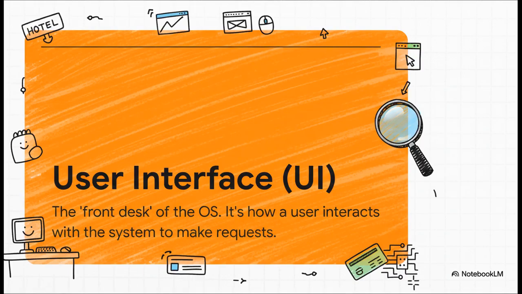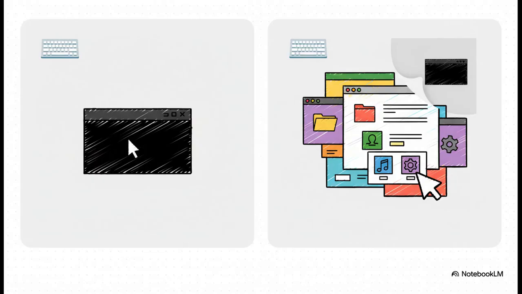So, once the OS is up and running, you've got to talk to it somehow. And you do that through the user interface, or UI. This is the front desk of our hotel. It's the place you go to make all your requests, whether you're typing out a command or just clicking on an icon. And there are really two main kinds of front desks.